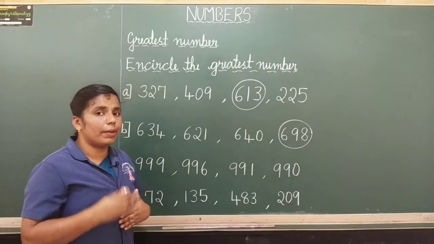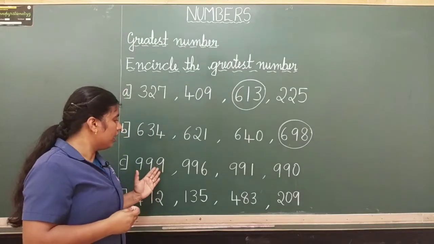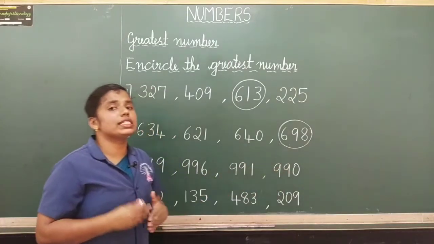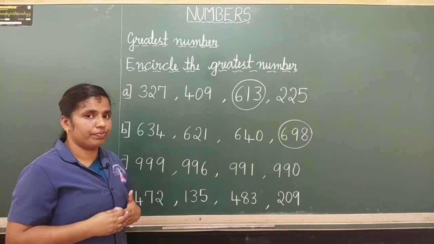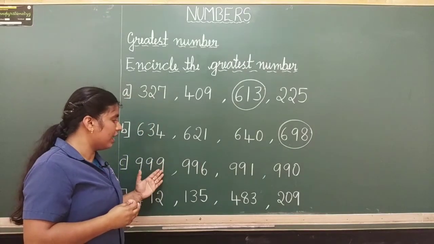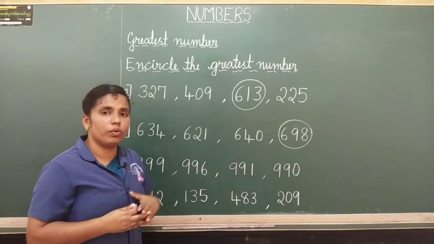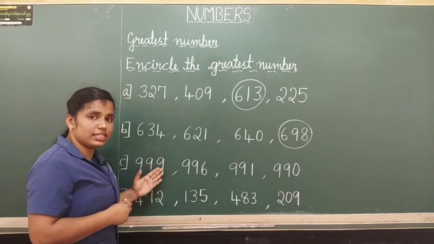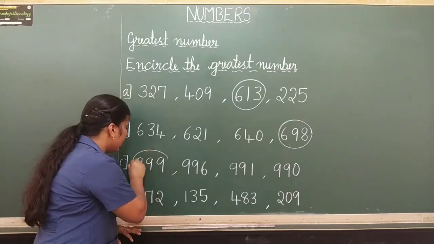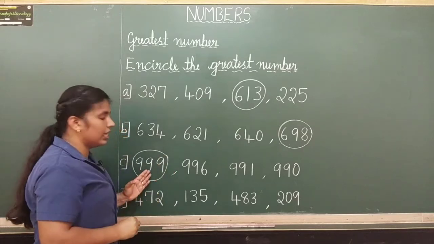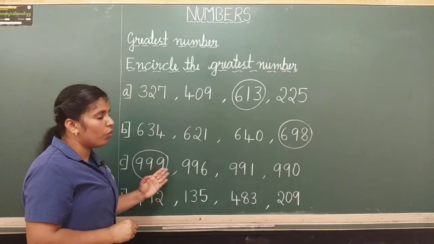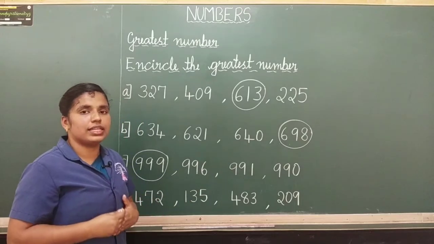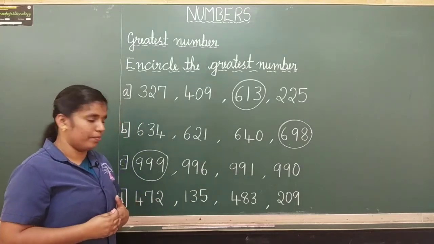So, if you compare the numbers 9, 6, 1, 0, which is the greatest number? Is it 9, 6, 1 or 0? Yes, 9 is the greatest number. Therefore, 999 is the greatest number when we compare to these numbers. Let us take last one more example.